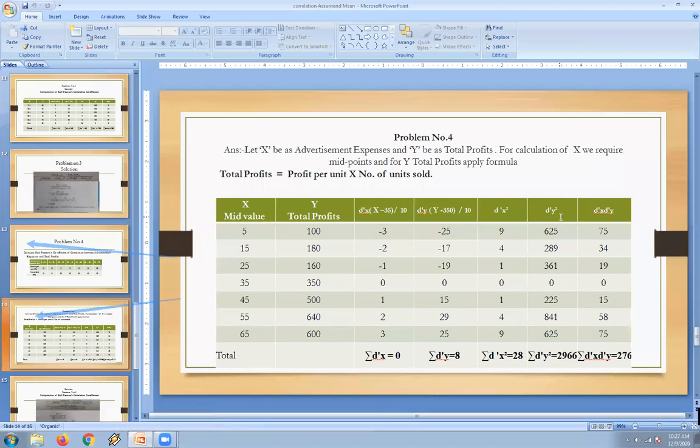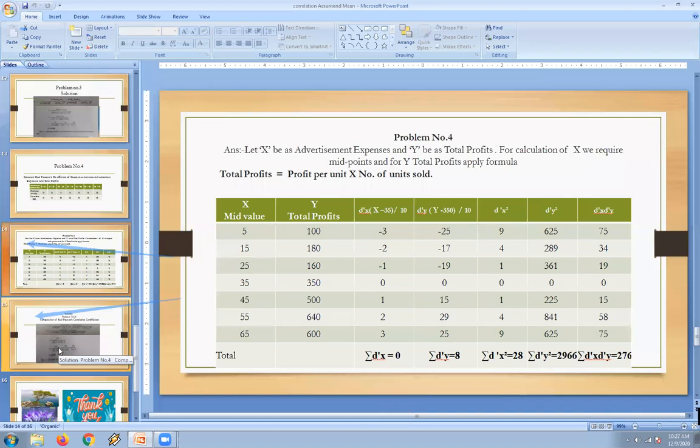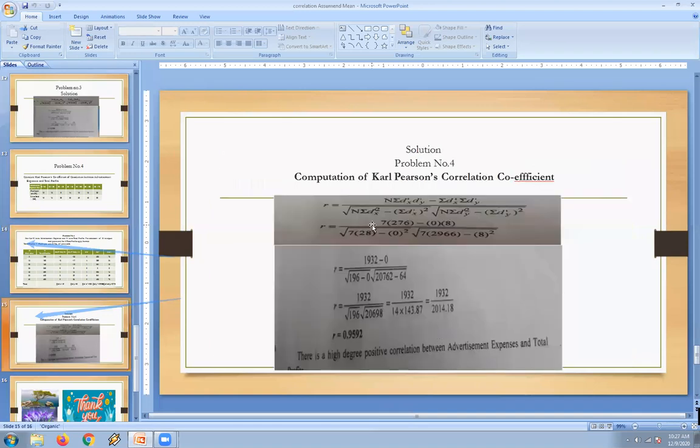In the same manner, square the d dash y values, then we get the total of d dash y square, which is 2966, then multiply. In the same manner as we did in the previous method, here the deviation values are in the form of the step deviation method. See the formula. R equals n sigma d dash x into d dash y minus sigma d dash x into sigma d dash y, divided by root of n sigma d dash x square minus sigma d dash x whole square, into n sigma d dash y square minus sigma d dash y whole square. We write this in the table for calculation of Pearson's correlation coefficient.